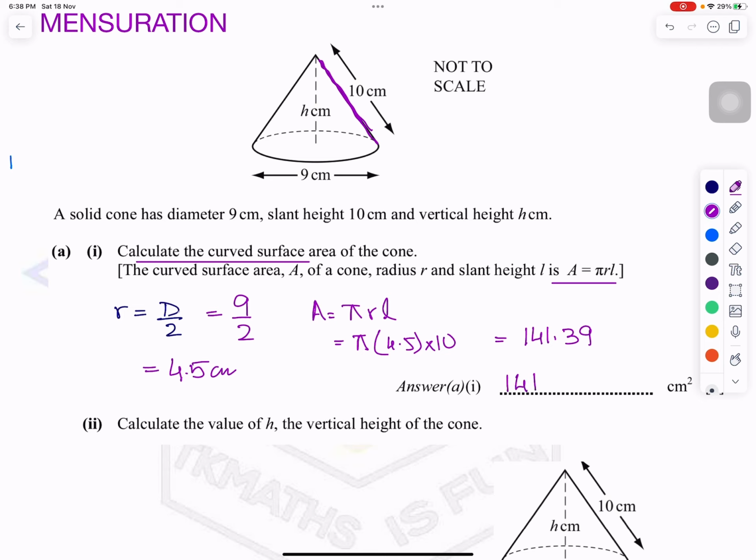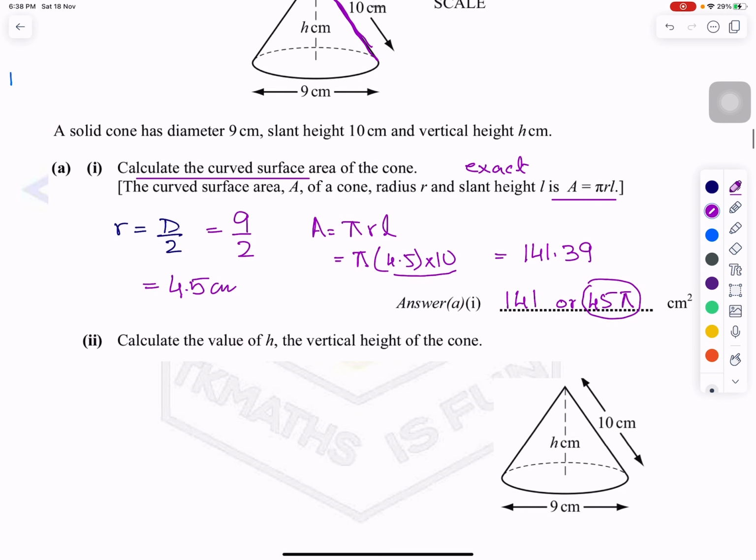By the way, if the same question would say give your answer in the exact form, read carefully. Sometimes it says exact form, or sometimes it says in terms of pi. Then you can write 45 pi, because 4.5 into 10 is 45. So you can write it in the exact form like this. It is not required now, but in case.